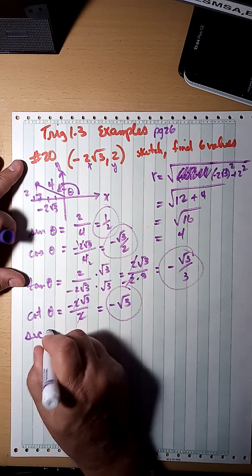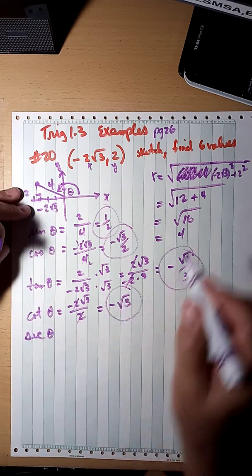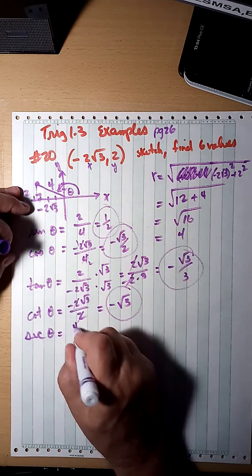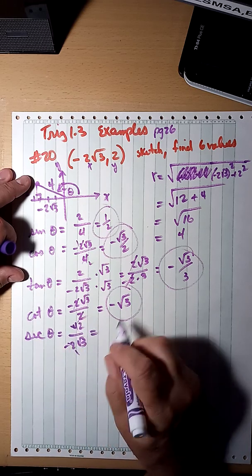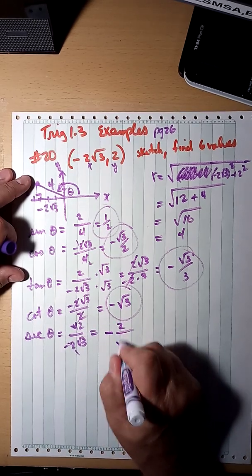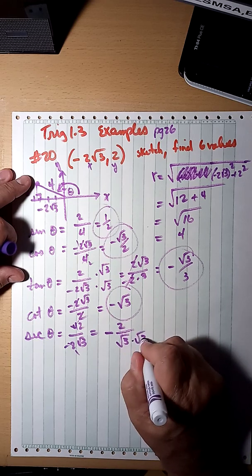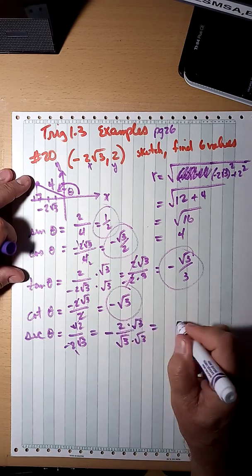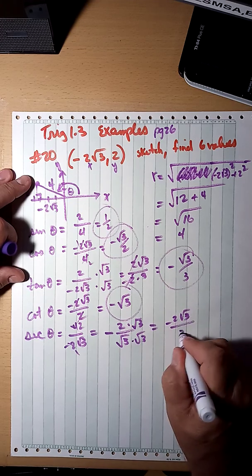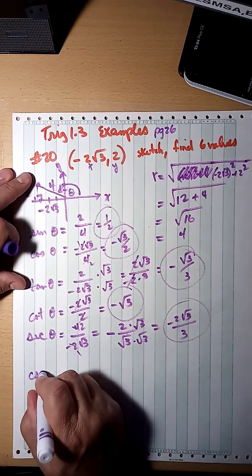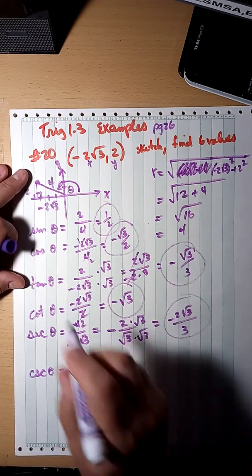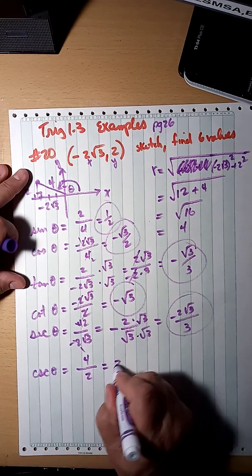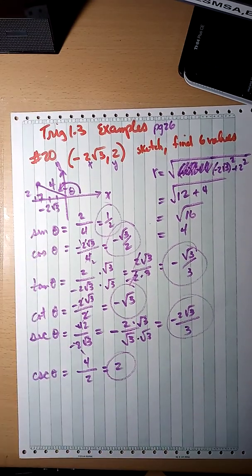The secant is r over x, 4 over negative 2 square roots of 3, goes once here and twice. So it gets to be negative 2 over the square root of 3. Multiply both by the square root of 3. You get negative 2 square roots of 3 over 3. And the cosecant is r, 4, over y, 2, or just 2. So this is more than you need for 4 steps, right?